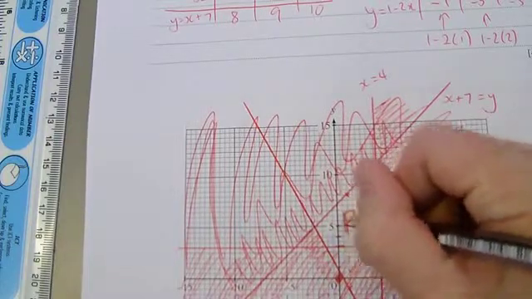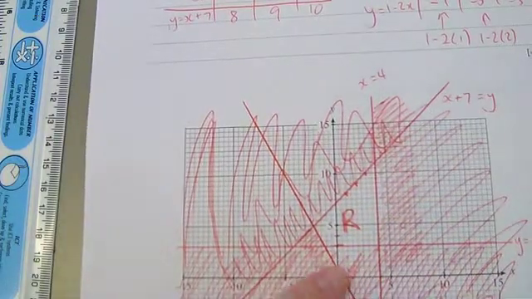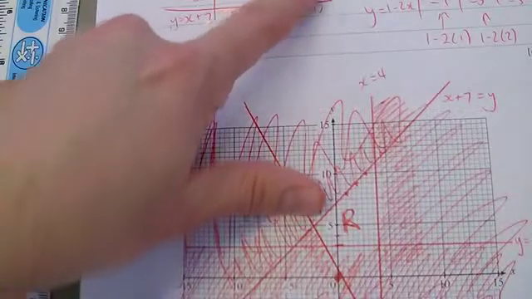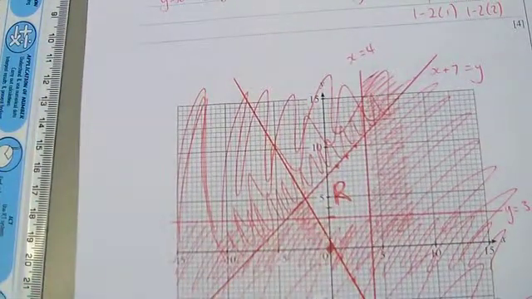Okay? And I think I stole this off Ed, writing in the R there. It says, make sure that you clearly indicate the region that represents your answer. Well, I think I've done that by writing a big R in the middle. Okay? All good?